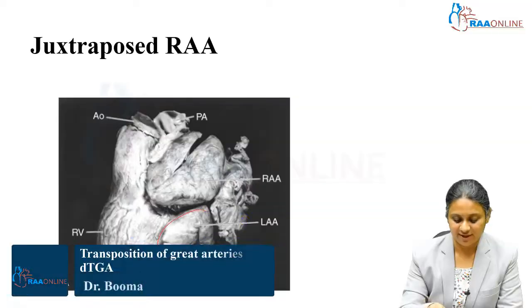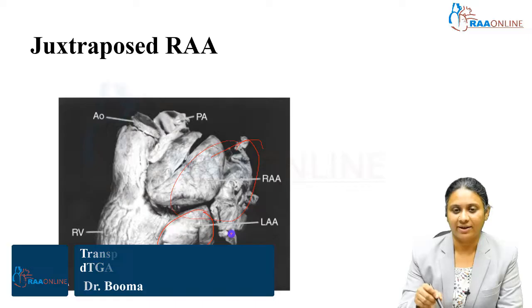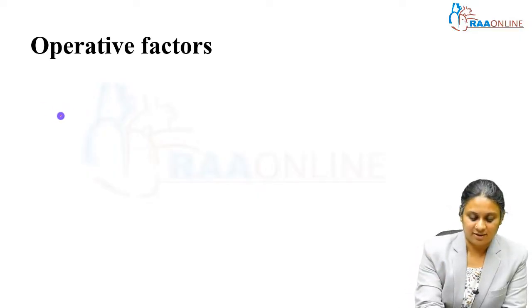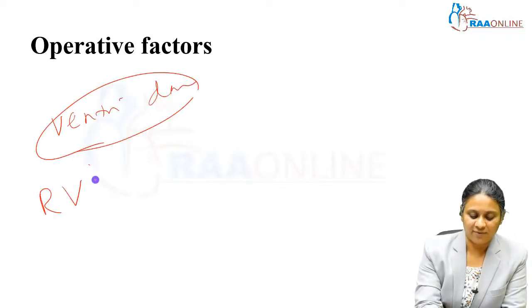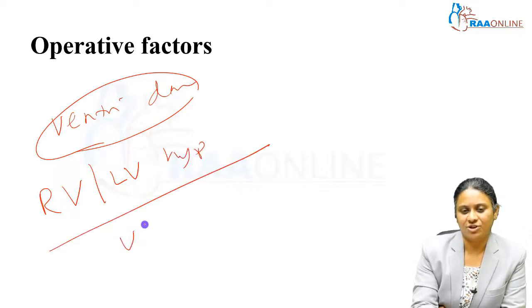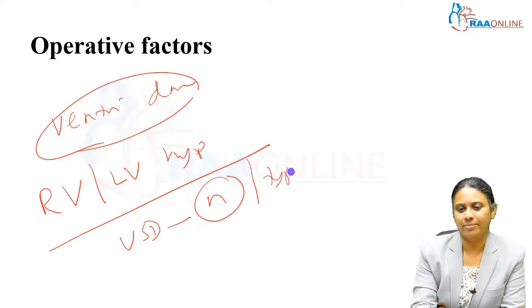So this is the left atrial appendage and right atrium, with the right atrial appendage coming next to the left atrial appendage. Operative factors to be considered, two main things are the ventricular dominance, that is there must be no RV or LV hypoplasia. Position of the VSD, not only position, number, type and position.